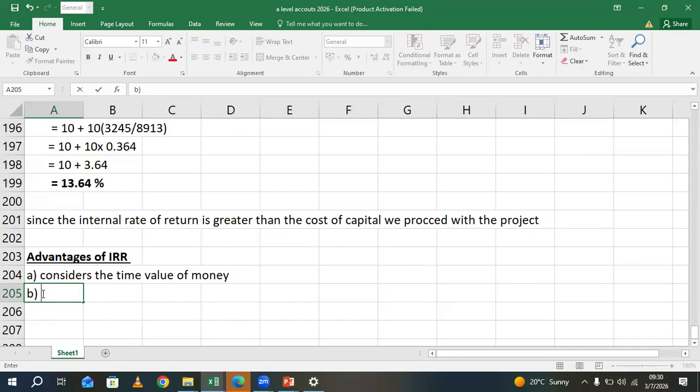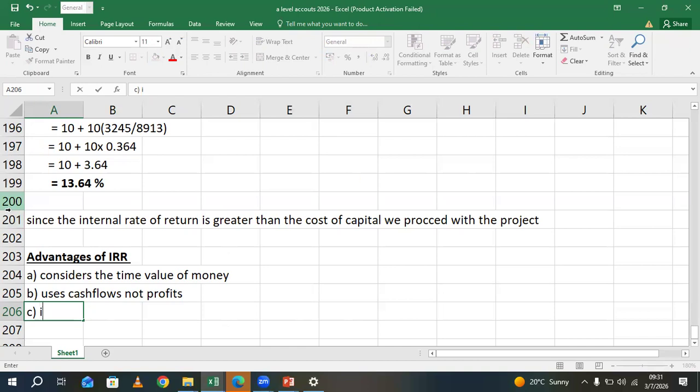Then besides that, it uses cash flows, not profits. We said what's the benefit of this? Cash flows are less subjective than profits because profits are easily manipulated. So the same advantages of net present value can apply for internal rate of return. Most of them do apply because they have most things in common.